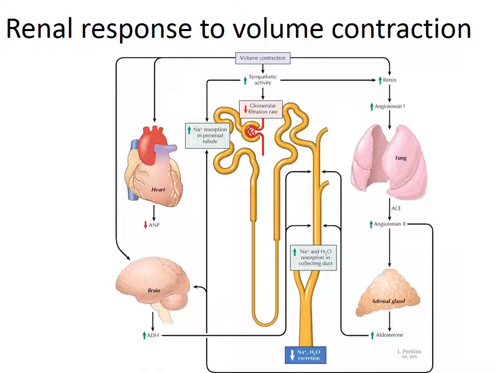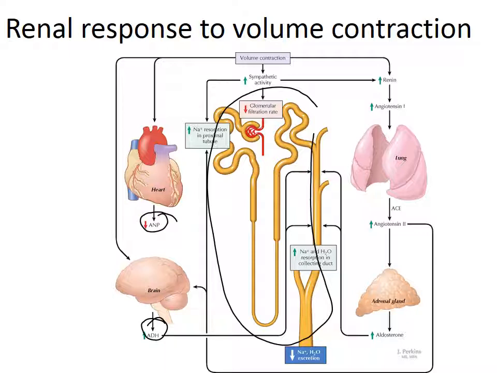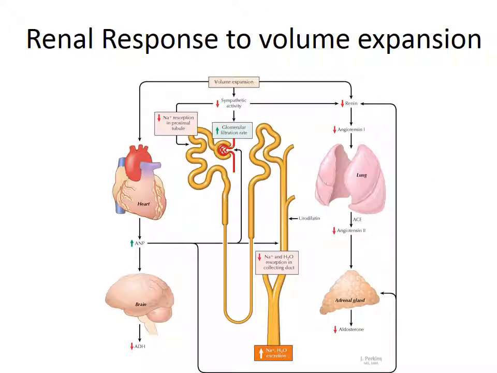So here is the renal response to volume concentration. There are several checks and balances. In the center you can see our nephron, and it is acted on by various enzymes and hormones: ADH, ANP. Notice the arrows are different colors: aldosterone and angiotensin and sodium resorption. Here is the renal response to volume expansion. Look at the arrows, they're different. All right.